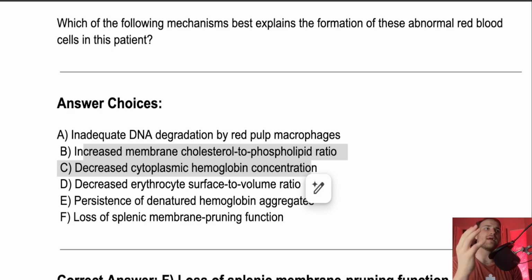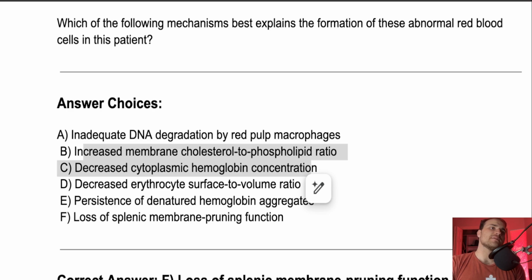And the three main mechanisms that cause them would be one, obstructive liver disease. That would cause the increased membrane cholesterol to phospholipid ratio. And then two, thalassemia and iron deficiency. That causes the decreased hemoglobin concentration in the cytoplasm. And then the asplenia and post-splenectomy, that causes the lack of the pruning. Right? So in asplenia or post-splenectomy, the problem is not from the liver or the hemoglobin. It's from the failure to remove the red blood cell membrane that builds up with age. So the red blood cells keep circulating with their floppy extra membrane, and then the target cells are gonna form.